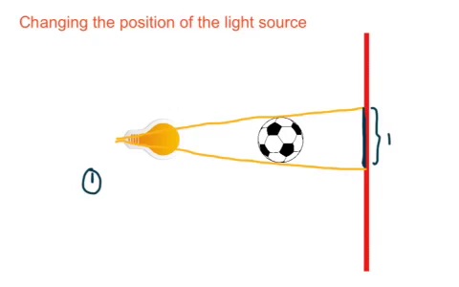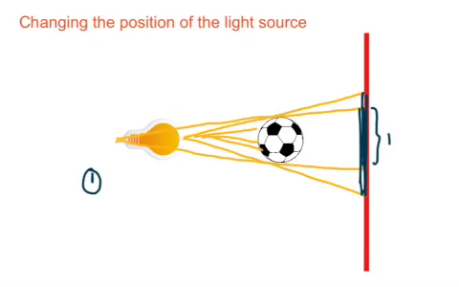bulb will form a wider angle, and all the rays here will be blocked by the ball. And so that means that the shadow that's seen on the screen will become bigger when the ball is in position 2, as seen here.